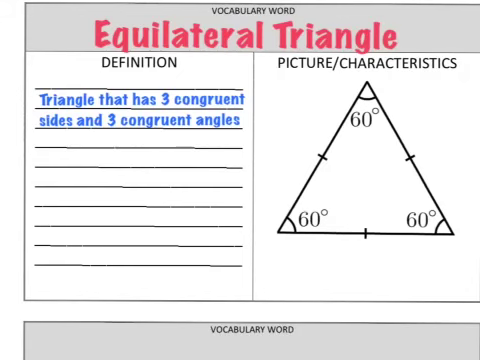Okay, so let's recap equilateral triangles. Equilateral triangles have 3 congruent sides. So these are all the same length. But did you know that they have the same angle also? Do you know why the angles have to all be 60 degrees? Well, if you are thinking because it has to total 180 because of the angle sum theorem, you're correct. So 60 plus 60 plus 60 is 180, and since all the angles are congruent, they all have to equal 60.